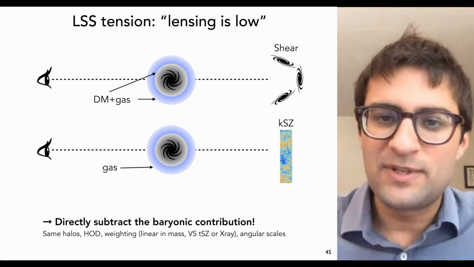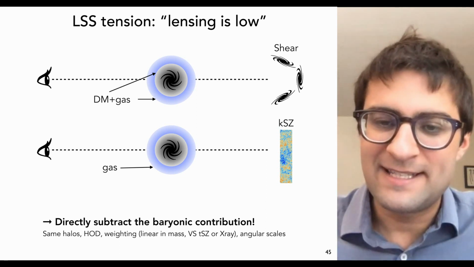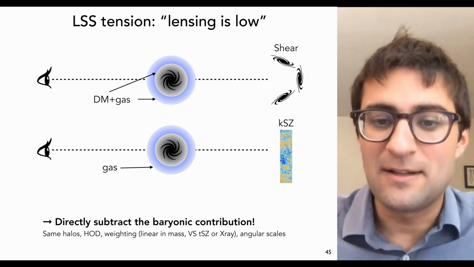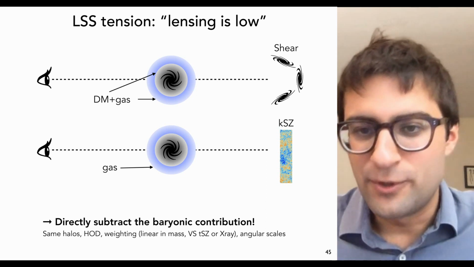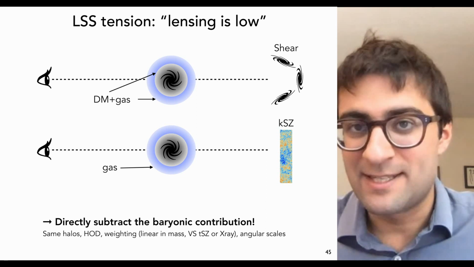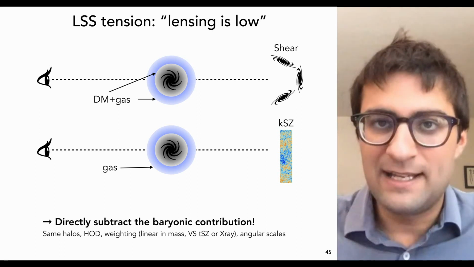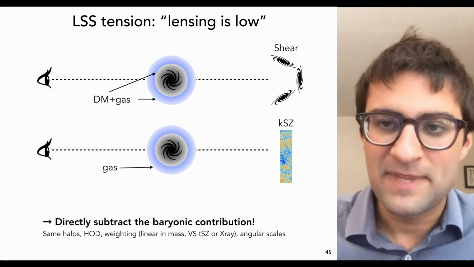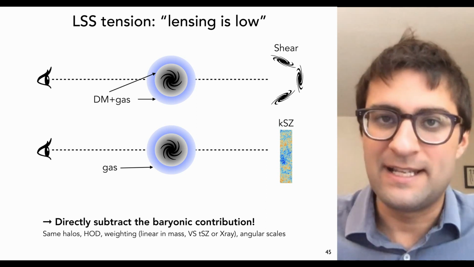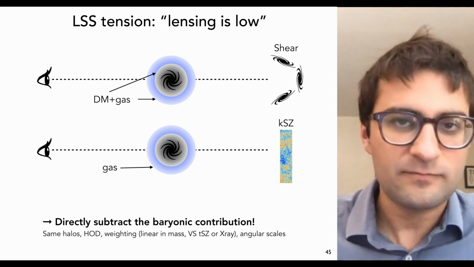And if you do the same stacking analysis with KSZ, what you get is only the gas profile. And so there's almost no modeling involved. You can basically subtract these two measurements and get rid of the gas in lensing and end up with a clean lensing with dark matter only.